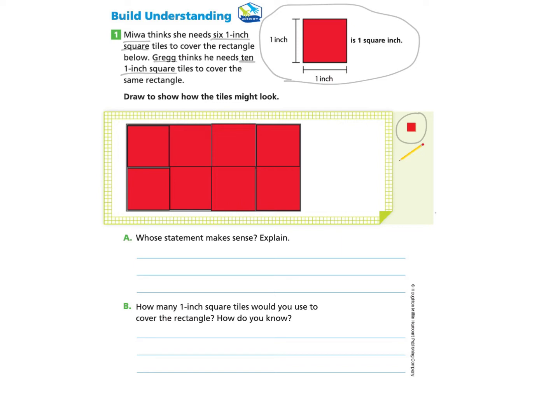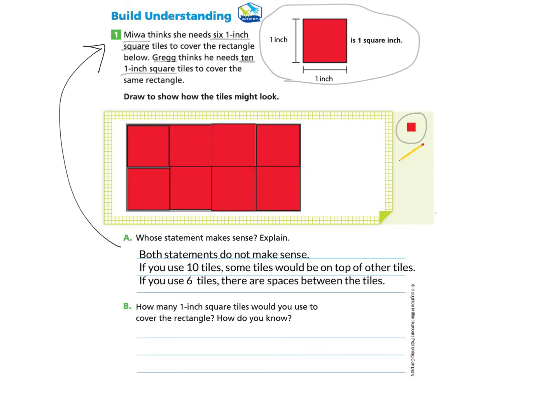Question A says, whose statement makes sense? And they are talking about up here where Miwa and Greg both were thinking about what they thought would work. Miwa thinks that it's going to take 6 1-inch squares and Greg thinks that it's going to take 10. Were either of them correct? No, they were not. So which statement makes sense? Well, neither makes sense. And then let's explain why.